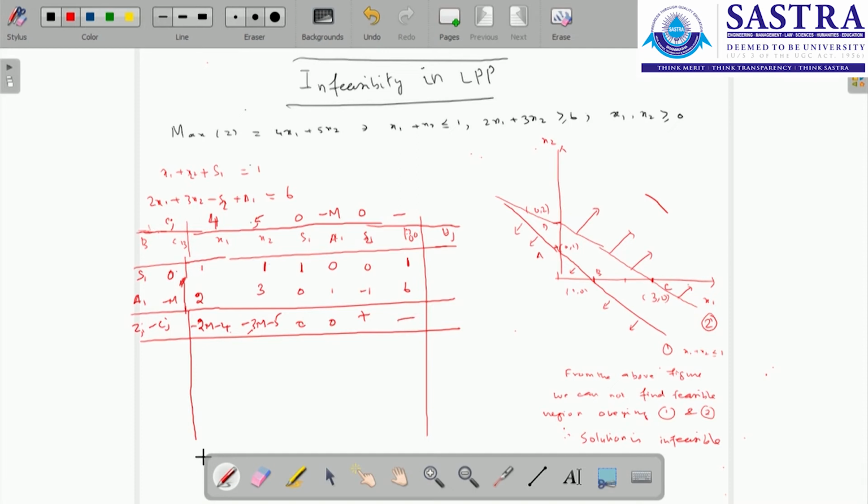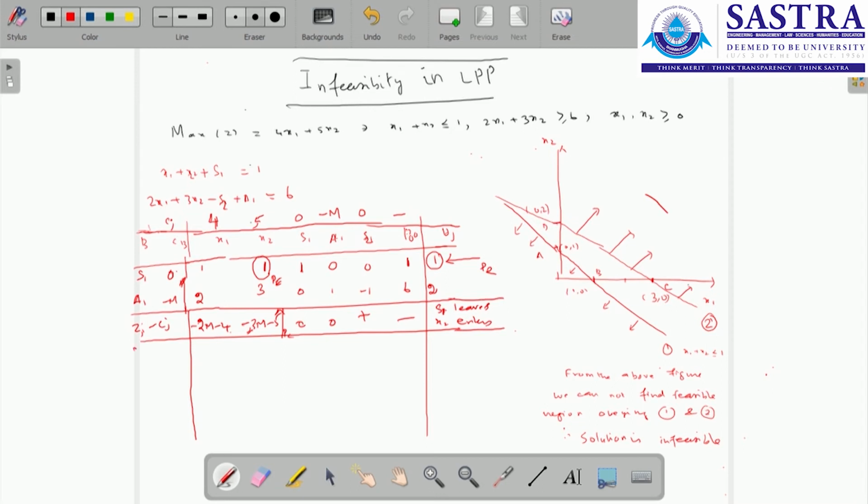So what is the pivot column now? What is the most negative in Zj minus Cj? This is the most negative. So this is the pivot column, and the P naught column is to be divided by the pivot column. 1 divided by 1 is 1, 6 divided by 3 is 2. Among these 1 is least, so this will be our pivot row, and the intersection of pivot row and pivot column is the pivot element. Now I write S1 leaves and x2 enters.